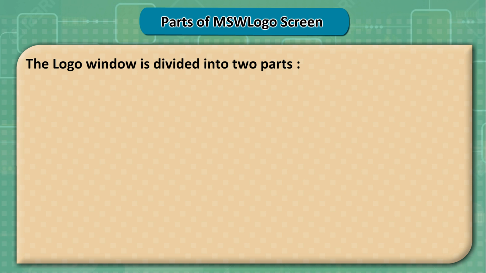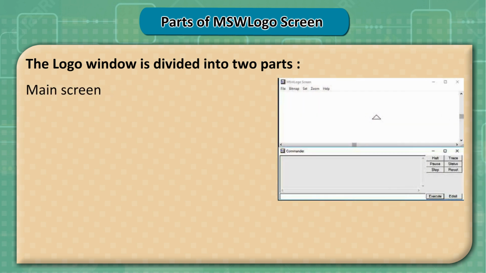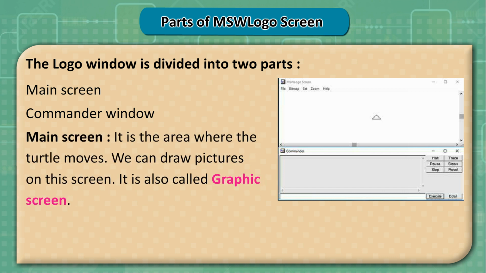the tail. The Logo window is divided into two parts: Main screen and Commander window. Main screen. It is the area where the turtle moves. We can draw pictures on this screen. It is also called the graphic screen.